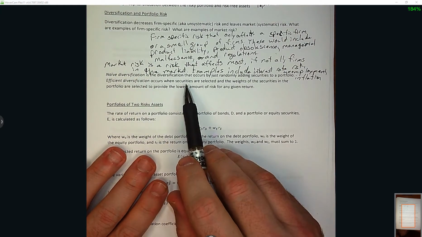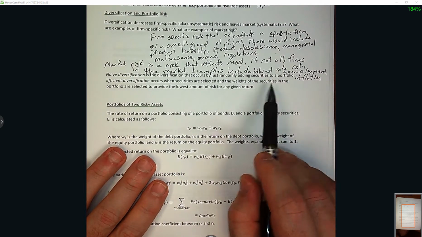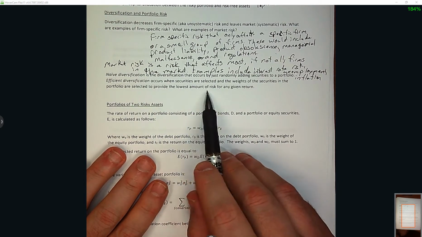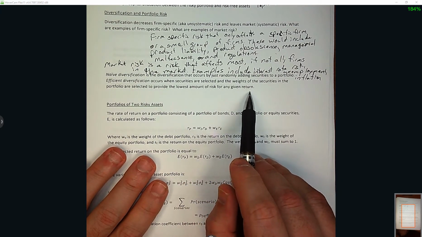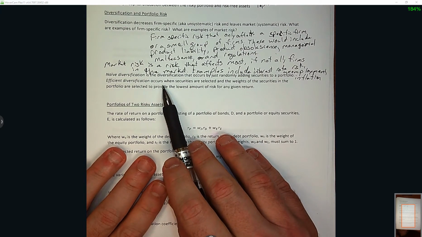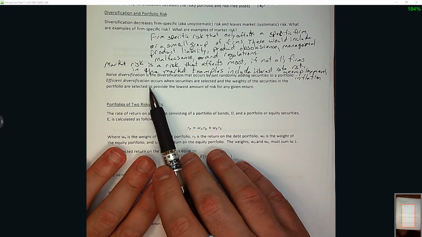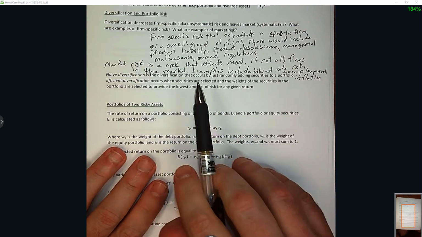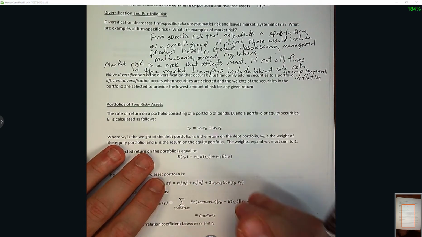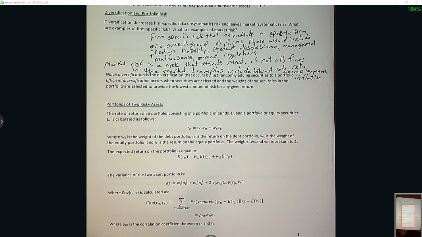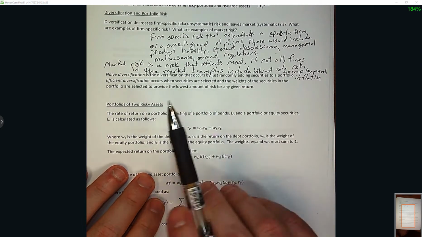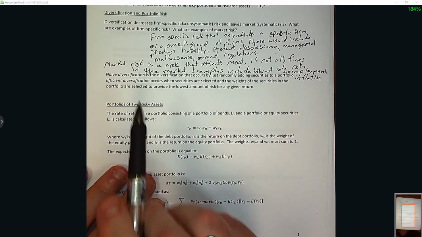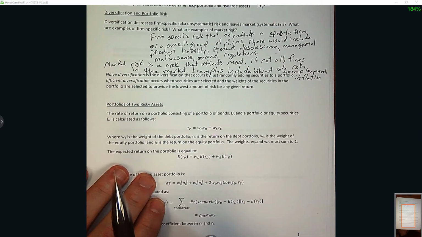Efficient diversification occurs when securities are selected and the weights of the securities in the portfolio are selected to provide the lowest amount of risk for any given level of return. And that's what we're going to practice in this topic area. I'm going to give you a set of stocks later on. I'm going to do it first with you, and then on your own you're going to calculate the best weights of those stocks in a portfolio to provide the best risk-return relationship. So naive diversification, just random. Efficient diversification, we're selecting the right securities to provide the best risk-return outcome.